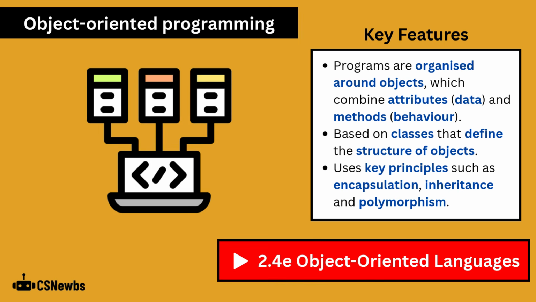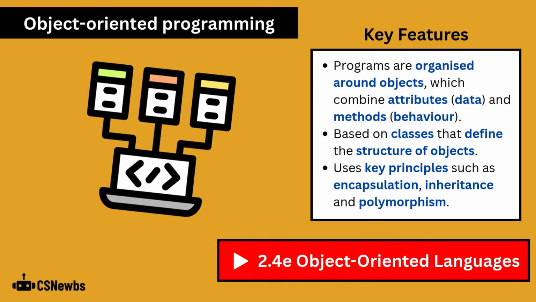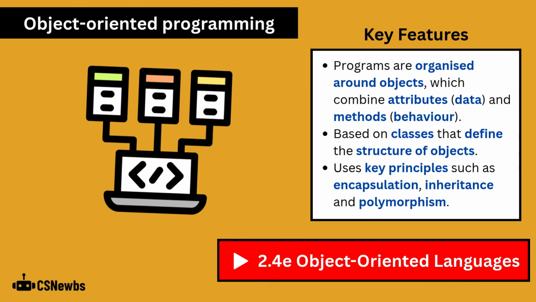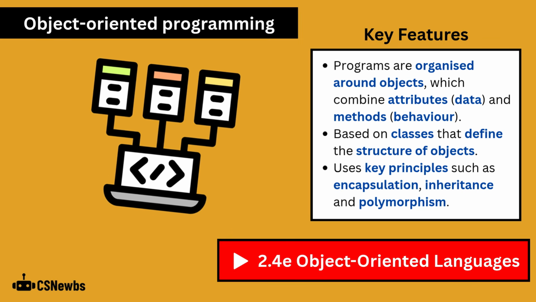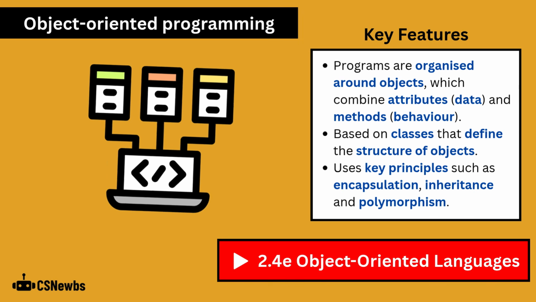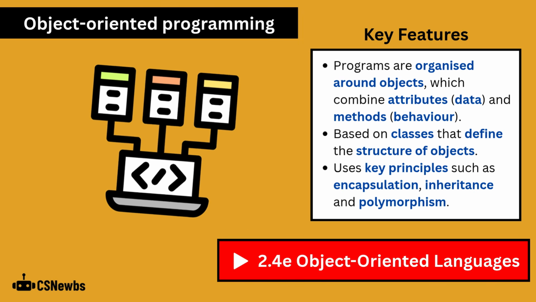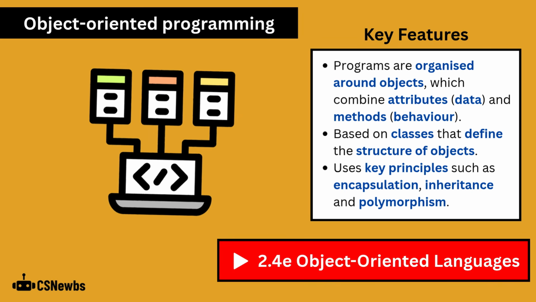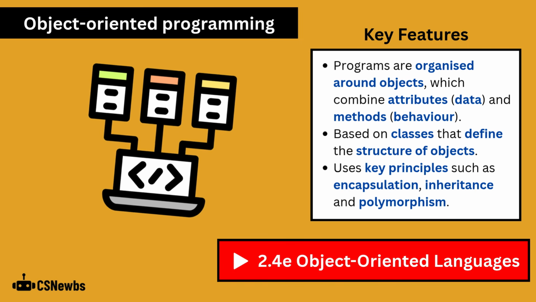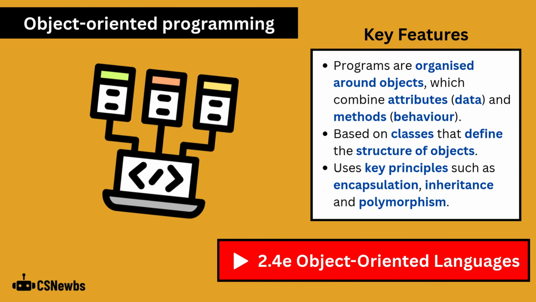Object oriented programming, which is often abbreviated to just OOP, is a paradigm where programs are organized around objects, which combine attributes or data and methods or behavior. It is based on classes that define the structure of objects, and it uses key principles such as encapsulation, inheritance, and polymorphism. Examples of OOP languages include Java, C++, and Python. Some languages, like Python and Java, can be used both procedurally and in an object oriented way.